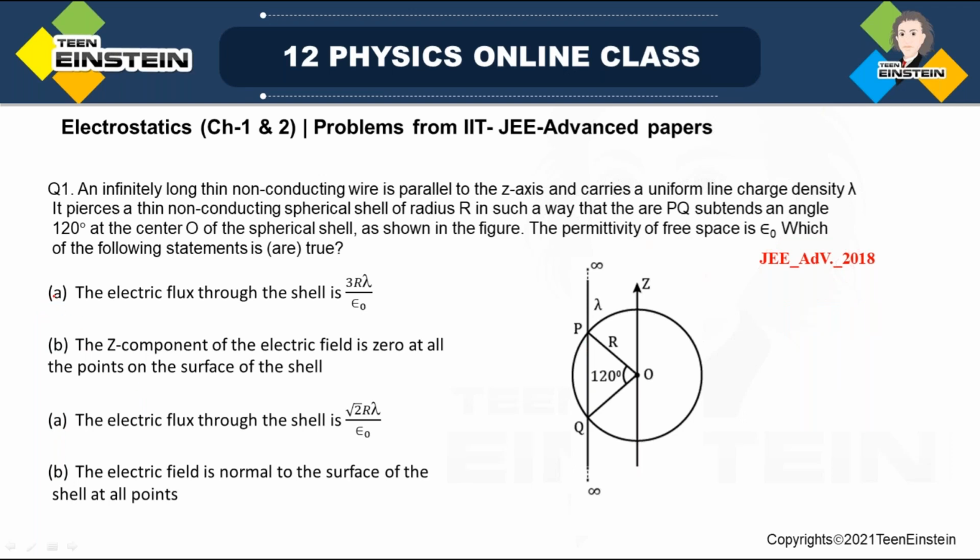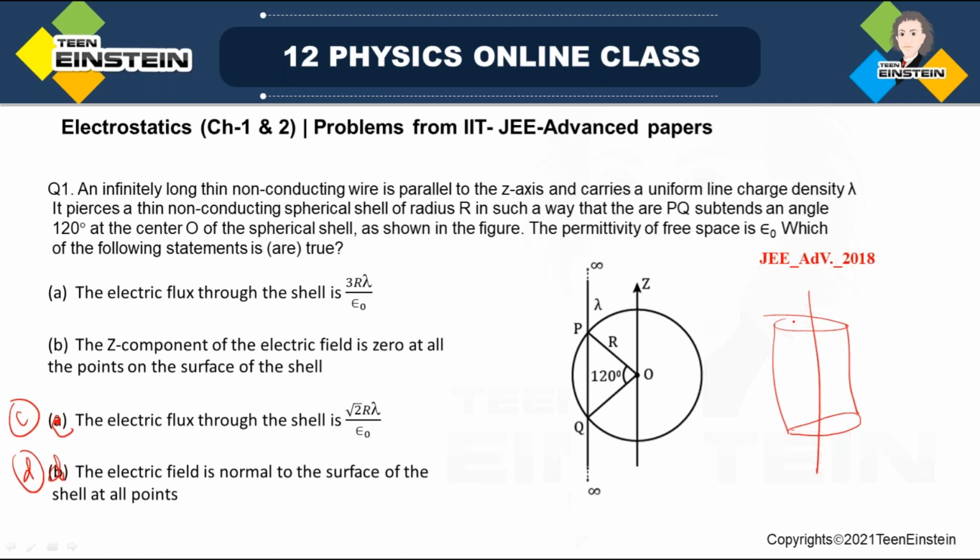Here there are typos in the printing. So this is option C and this is option D. All right. So first of all, let us see this line charge. See, a line charge always has cylindrical symmetry, as you know.